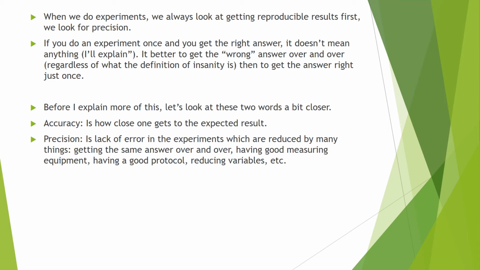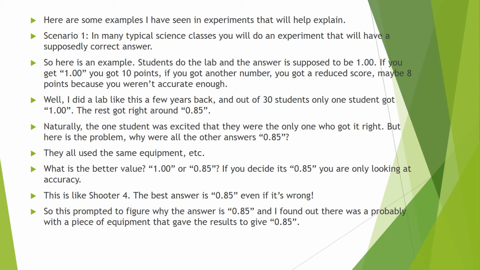So again, accuracy is how close one gets to the expected results, and precision is the lack of error in the experiments, which is reduced by many things: getting the same answer over and over, having good measuring equipment, having good protocol, reducing variables, and all that. Okay, here are some examples I've seen in experiments.